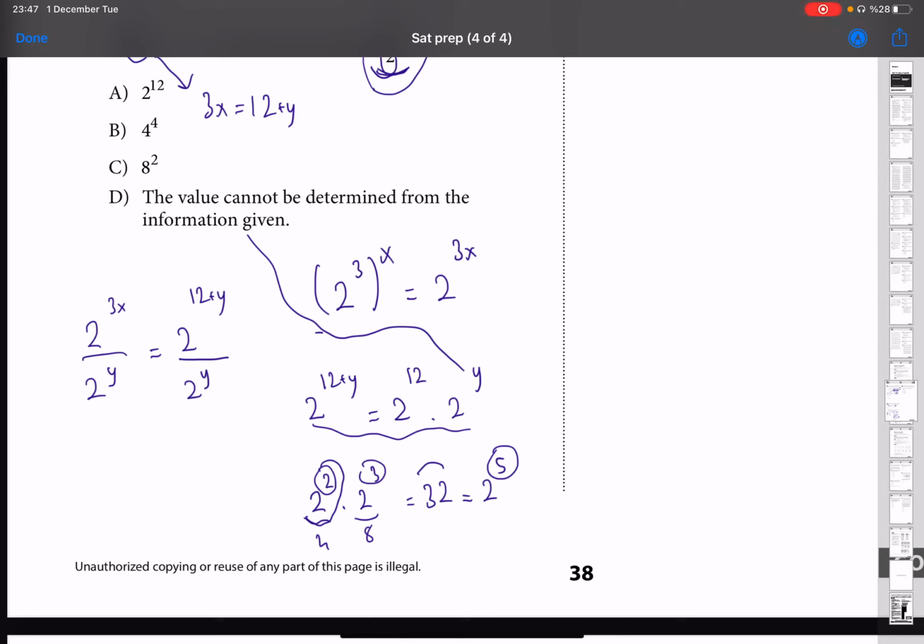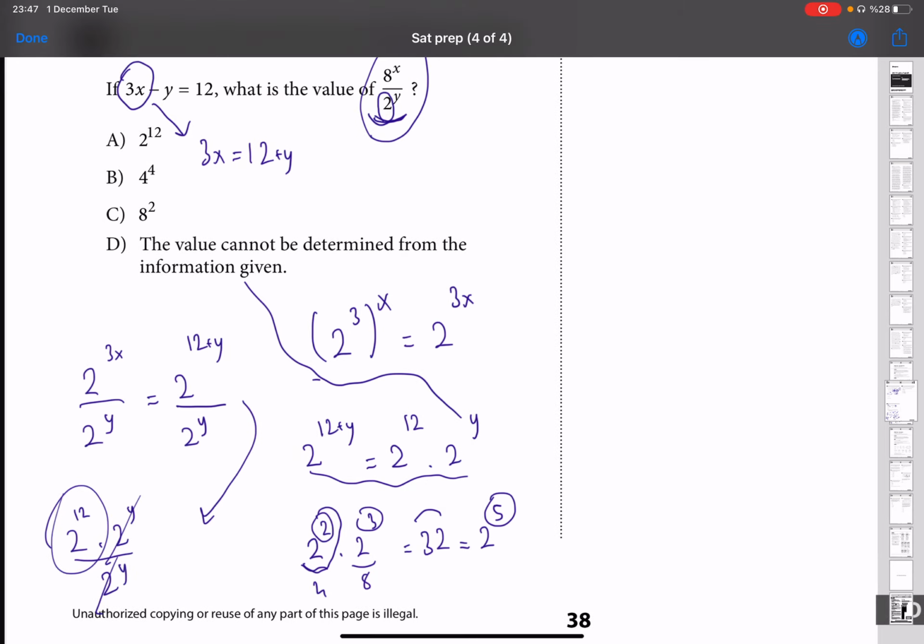So let's write it down this way: 2 to the 12 times 2 to the y divided by 2 to the y. These guys are cancelled. The answer is 2 to the 12.